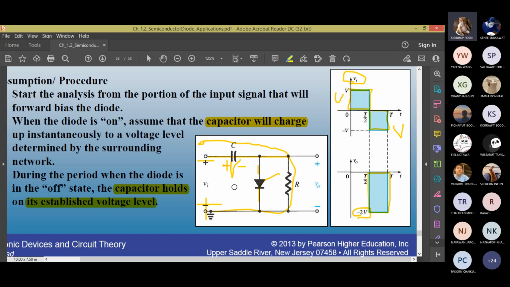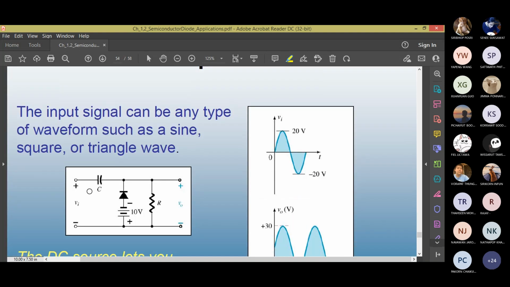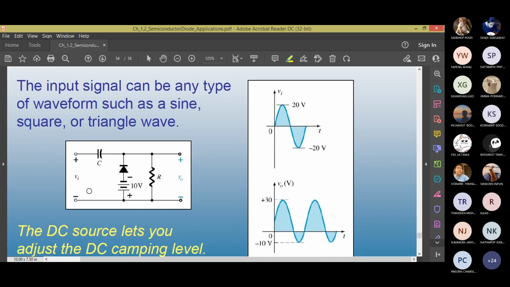Is VC in the clamper always equal to VI or not? No, not equal to VI because VI can change. Not always. You can if you want to determine the polarity of the capacitor. Okay, let's see. This one quickly I'll tell you, but next class we will do.